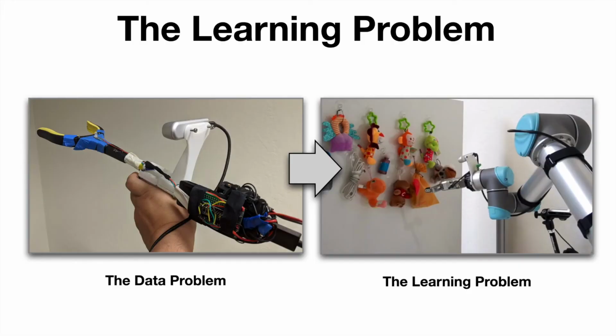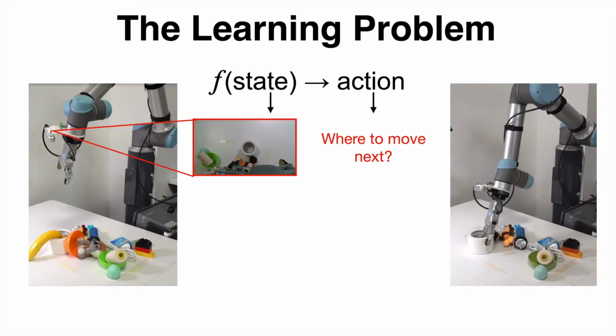So now we have the data. The next question is how to enable efficient learning from this data. So again, the task is: given the current state of the environment represented as an image, we want the system to predict where to move next and eventually lead to a successful grasp.